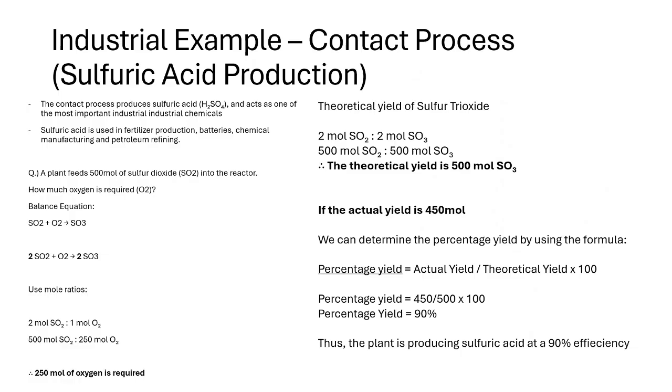The industrial example is the contact process, which is used to manufacture sulfuric acid, used in fertilizer production, batteries, and petroleum refining. The example of stoichiometric relationships is shown with the calculations. This allows plant engineers to assess efficiency and identify production losses in real time, and highlights the importance of stoichiometry in industrial settings.